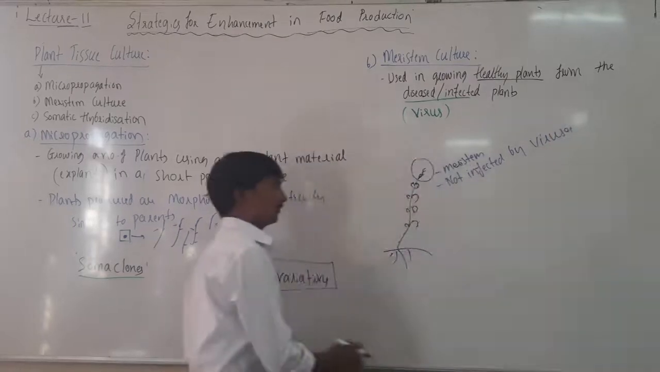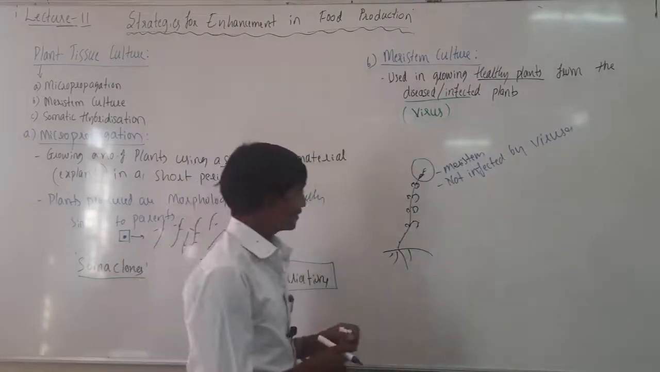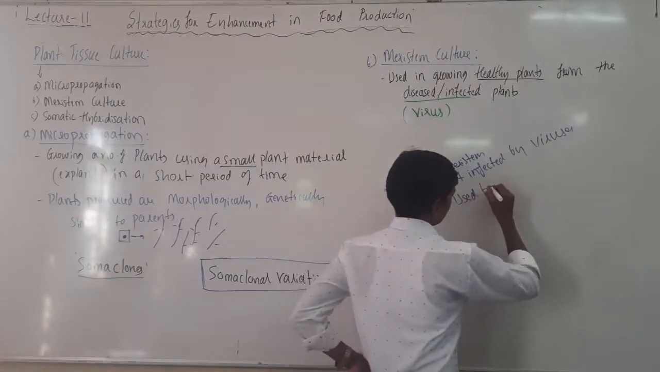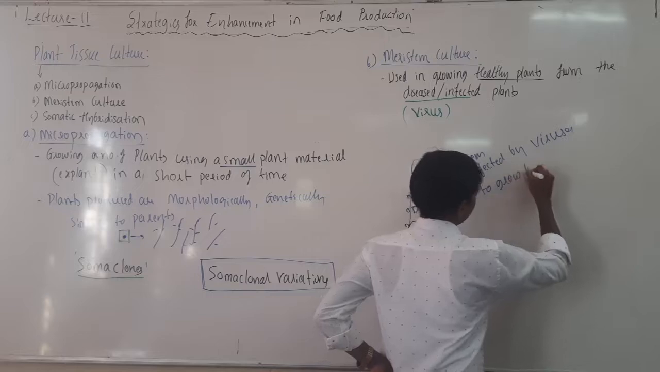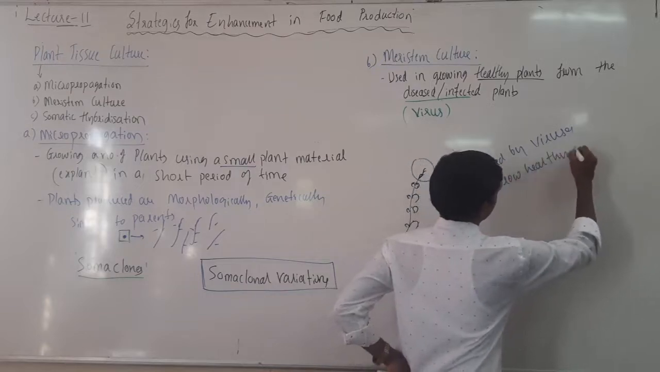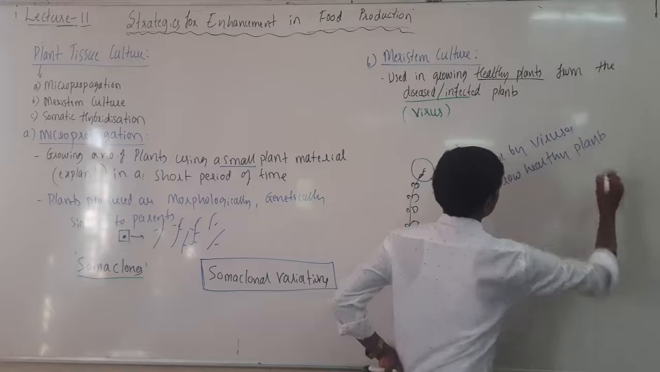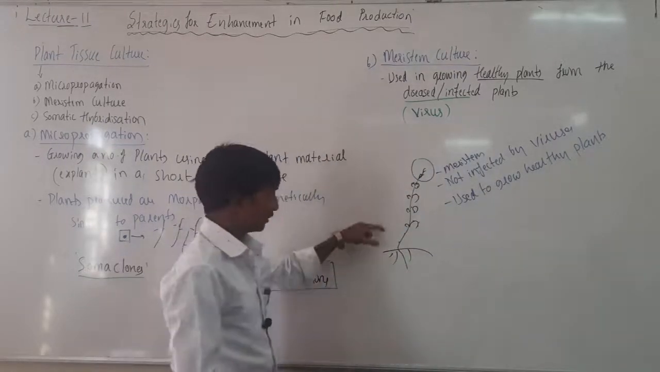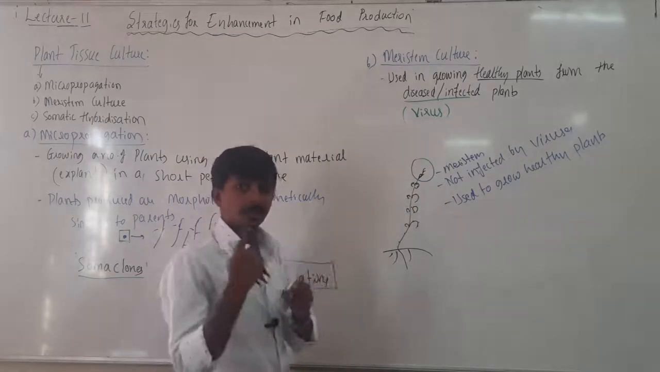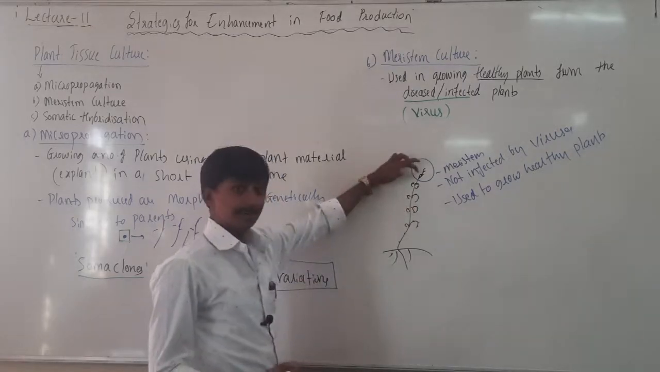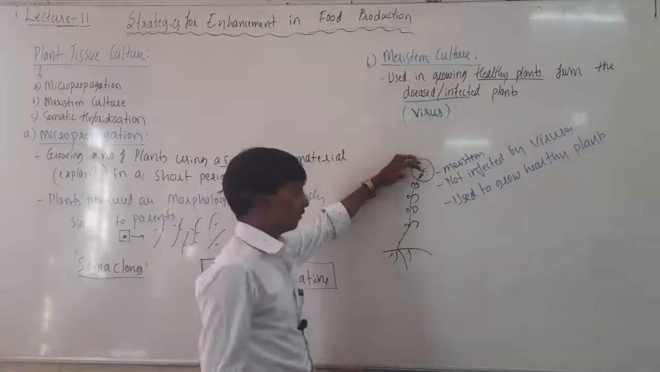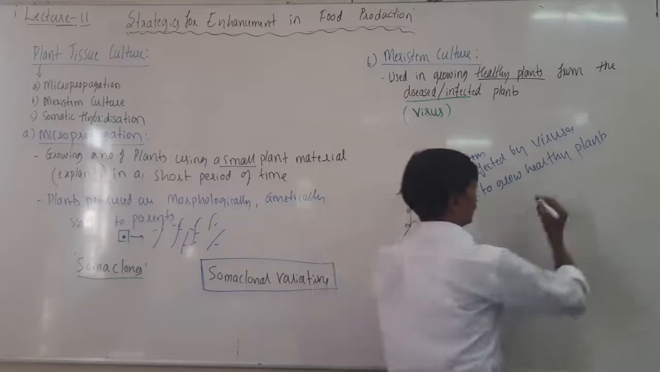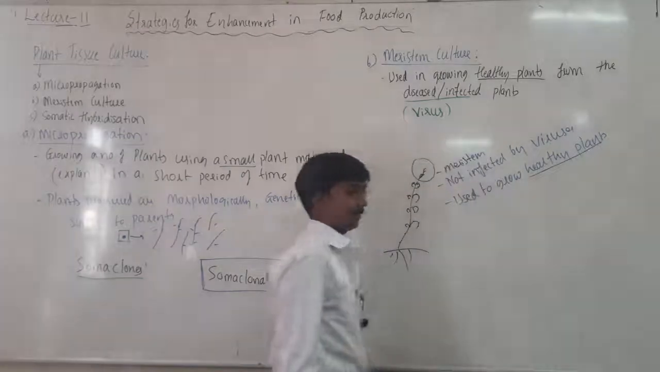This plant part will not be infected by viruses, hence it can be used to grow healthy plants. Just because a virus may infect the root, stem, leaf, etc., but cannot infect the rapidly dividing tissue, that is the meristematic tissue. Hence it can be used to grow healthy or non-infected plants.